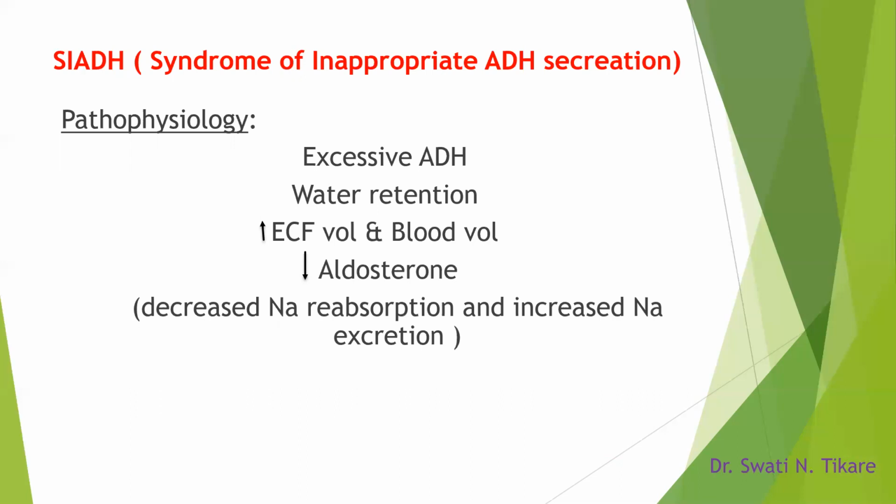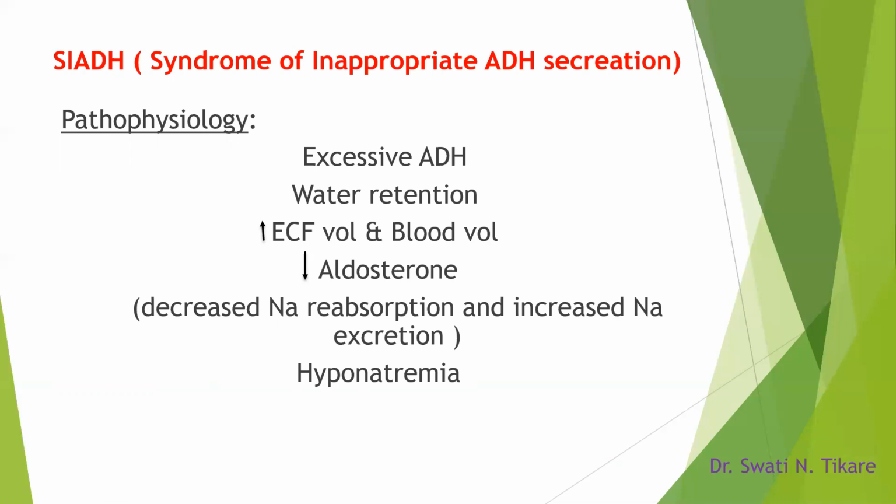Now in excess ADH secretion, already so much water is there, so excess ADH will reduce aldosterone secretion. Decreased aldosterone means decreased sodium reabsorption, so the excess is lost in the urine. There is increased sodium excretion. See how one thing leads to the other, it's a vicious cycle. Now there is hyponatremia inside the body, as excess sodium is getting excreted.